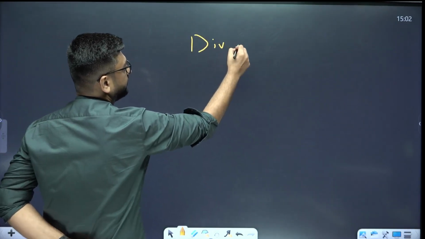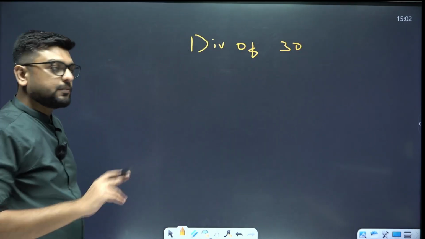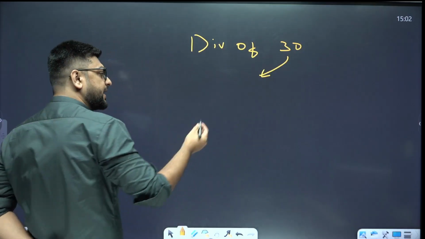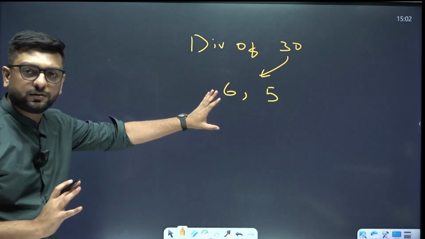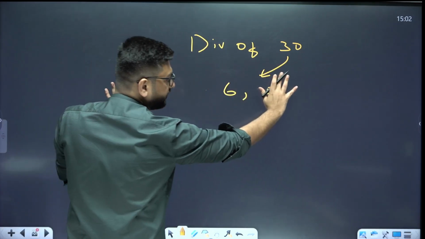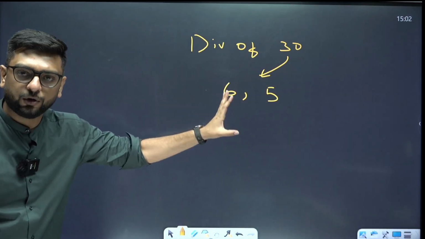Divisibility of 30. Now for this, I have two methods. I can write it in the form of 6 and 5. I'll check the divisibility rule of 6 and the divisibility rule of 5. If the number is divisible by 6 and also divisible by 5, then the number is divisible by 30 also, right?